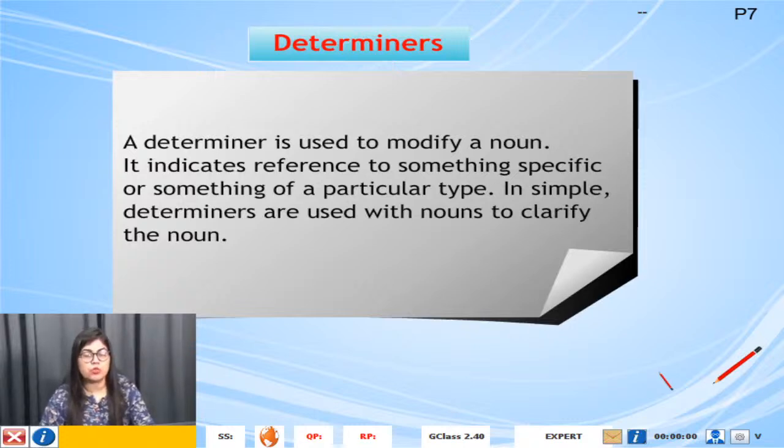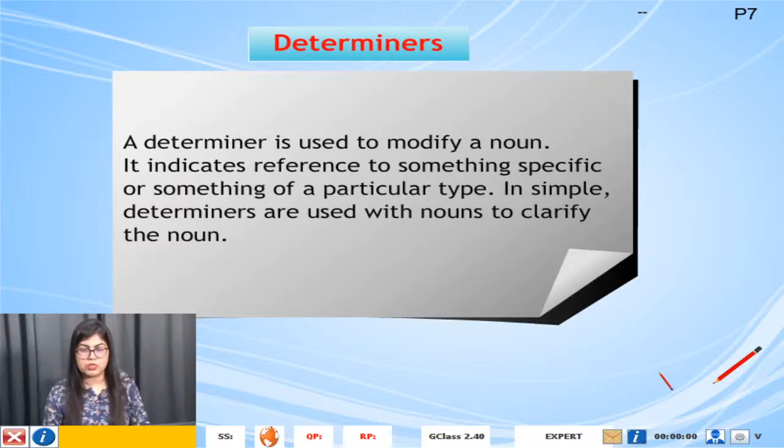So a determiner is used to modify a noun. As I have already told you, and we have also gone through this definition, a determiner sits before a noun and is used to talk about or change a noun. It indicates reference to something specific or something of a particular type. So a determiner helps us to talk about a specific or particular thing. In simple terms, determiners are used with nouns to clarify the noun.